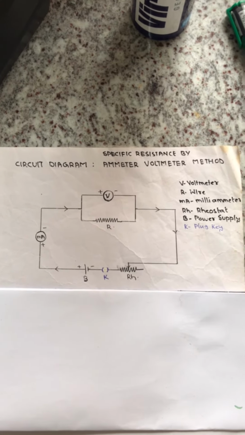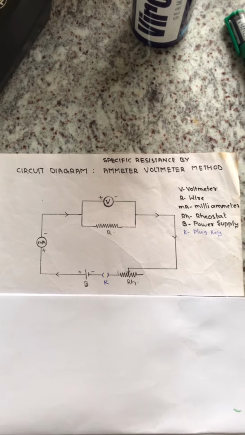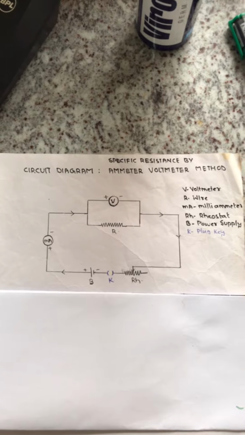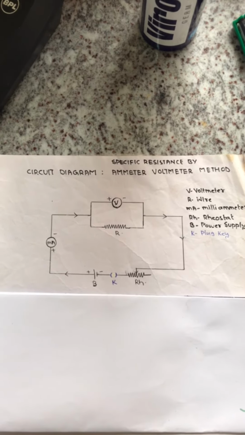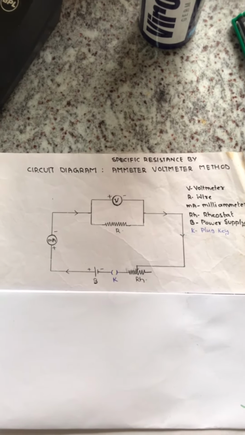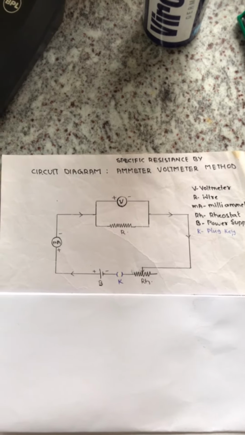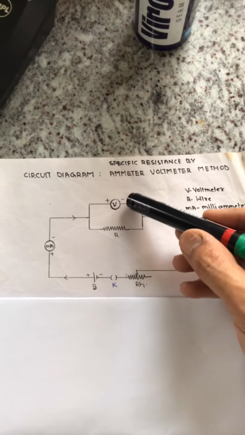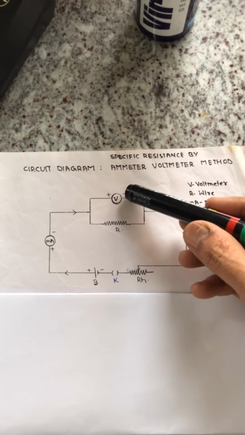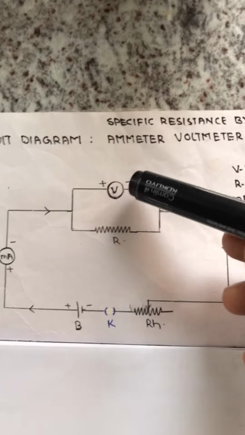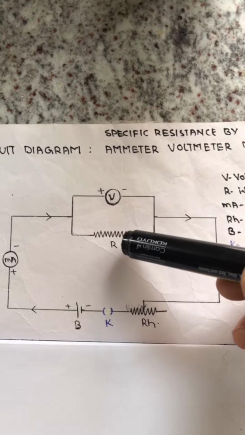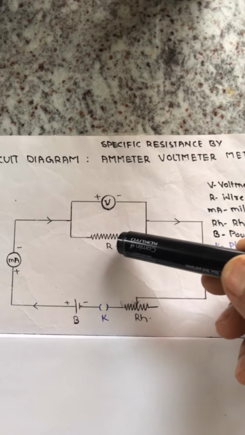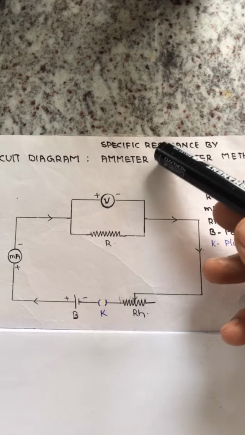Hello students, today we will do this experiment which is known as specific resistance by ammeter voltmeter method. The circuit diagram is as shown in the figure. Now if you look at the portion which is this and this, you will see an instrument marked V and something known as R. This R is actually not a resistor or a resistance. It is the wire whose specific resistance has to be found out.